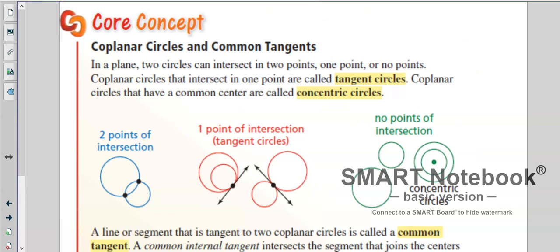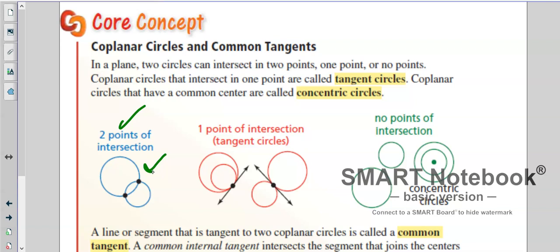Okay, a little bit more vocabulary. Coplanar circles. Coplanar just means on the same plane. So basically on a piece of paper, if you draw two circles, these are the things that could happen. So in a plane, your piece of paper, your desk, two circles can intersect in 2 points right here. If you think about a Venn diagram, you've probably made in plenty of classes before, that's 2 points of intersection. So you have the left side, the right side, and that middle section.